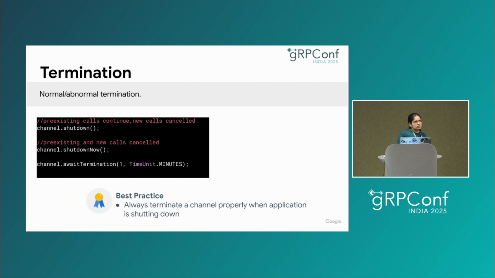For a more immediate stop, we have something like a shutdown now method, which will forcefully cancel all ongoing and new calls. This shutdown method is asynchronous, so you must wait for the process to complete. You can use a method like await termination that blocks until the channel is fully terminated, which ensures a clean exit.